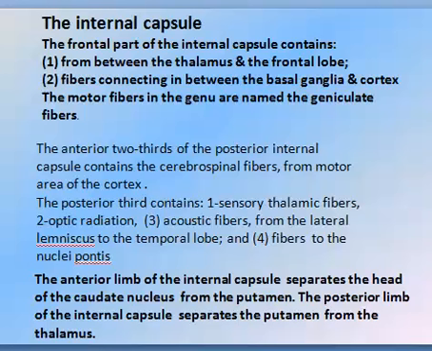The anterior two-thirds of the posterior limb of the internal capsule contains corticospinal fibers from most areas of the cortex. So any lesion in the posterior limb of the internal capsule, mainly the anterior two-thirds of the posterior limb, is more dangerous. The posterior third contains sensory thalamic fibers and optic radiation and acoustic fibers, so it is concerned with vision and hearing. The anterior limb of the internal capsule separates the head of the caudate nucleus from the putamen, while the posterior limb of the internal capsule separates the putamen from the thalamus.